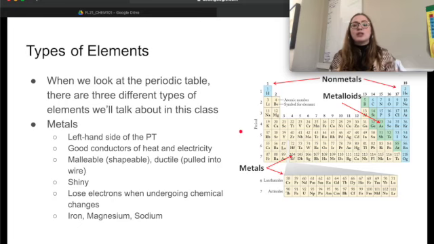So let's talk a little bit about the type of elements that we see on the periodic table. There are 3 different types of elements we're going to talk about. And the first that we'll discuss is metals.